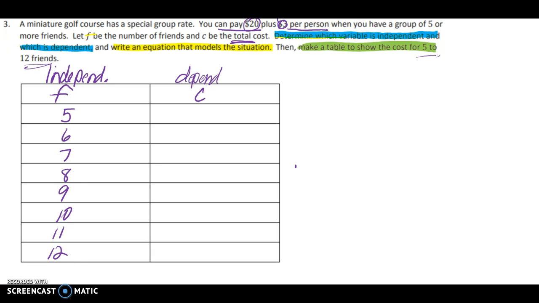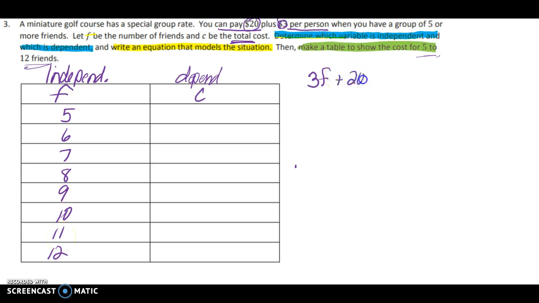Now let's look up here. We need to build an equation. Here we have $3 per person. That means we're going to be multiplying. So we're going to be multiplying 3 times F, because notice over here, F, well, those are the number of friends.